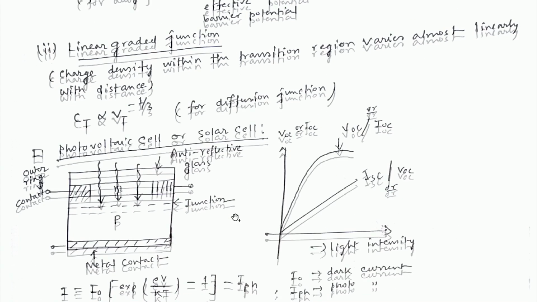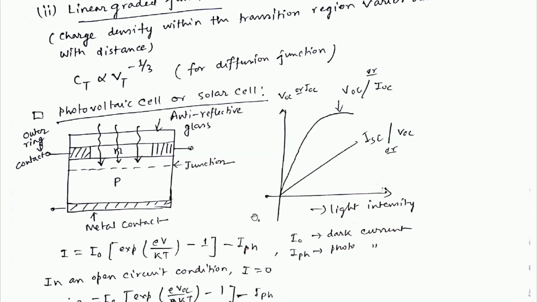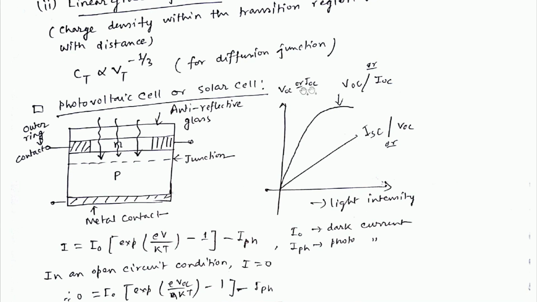For a photovoltaic cell or solar cell, this is the schematic diagram of a photovoltaic cell. As you can see, this is the junction, this is N, P, and reflective glass, outer contact, metal contact, and light intensity. If you plot VOC or ISC with light intensity, then you will get this. OC means open circuit and SC means short circuit.